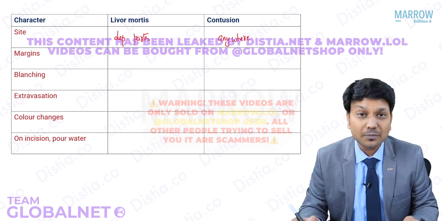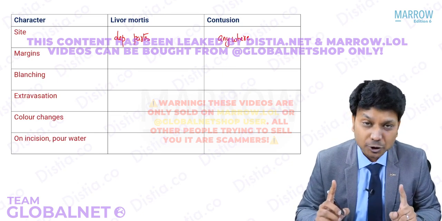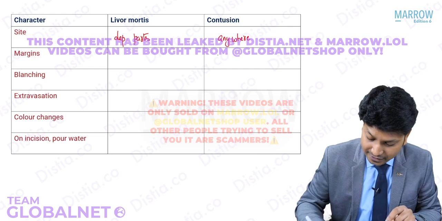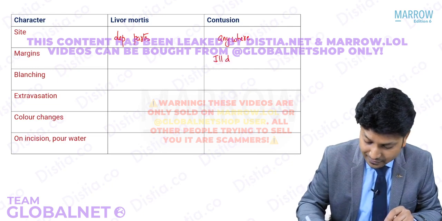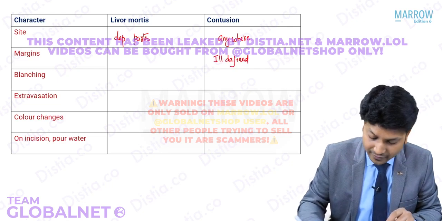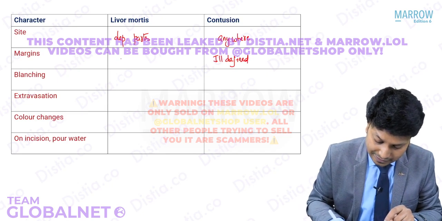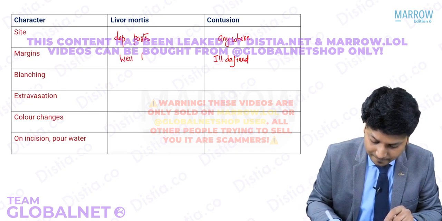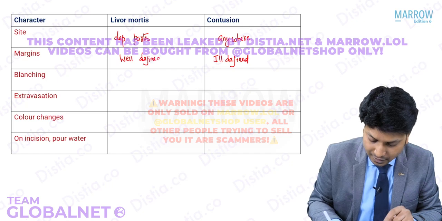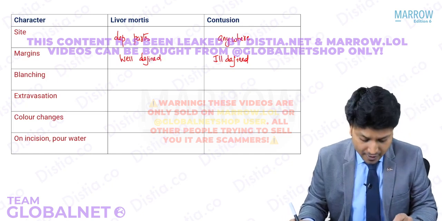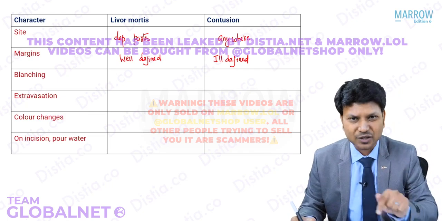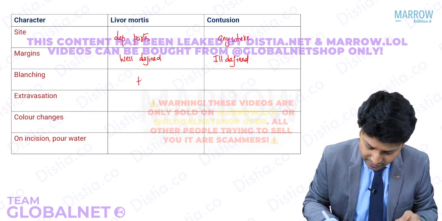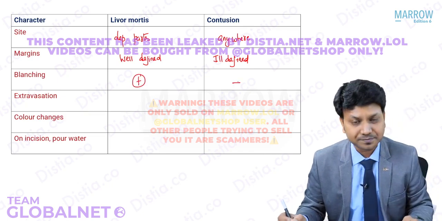Fine. What about the margins? I told you, you need to keep in mind, if it is a contusion, you will have ill-defined, irregular margin. Whereas if it is livor mortis, you will have well-defined, regular margin. Okay. Where do you see blanching? With application of pressure it becomes pale. It is seen with livor mortis, not with contusion.